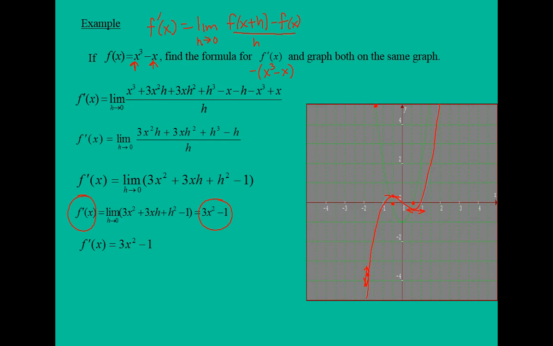And between those 2 points, the slope of the tangent lines would be negative, and that's why the derivative graph is in the negative area. And then the slope of the tangent lines here, positive, that's why the derivative graph is in the positive area.